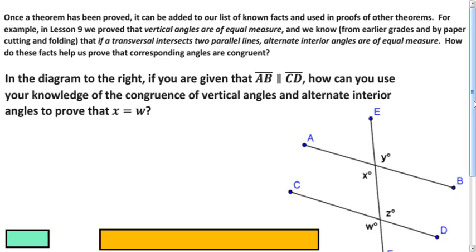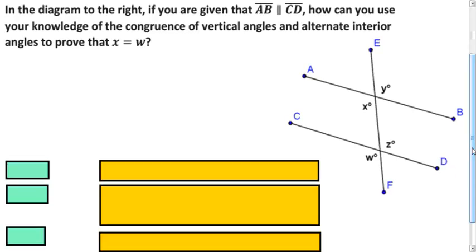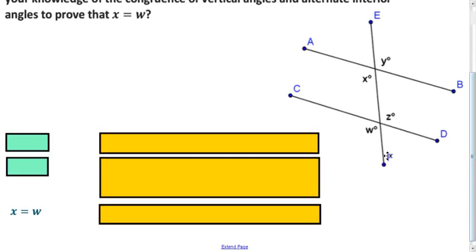The first thing we're going to prove is that corresponding angles are congruent. The only tools they're giving us right now are that vertical angles are congruent and alternate interior angles are congruent when the lines are parallel. They're telling us that these lines are parallel, and we want to end with x equals w. Notice we have degree symbols here, so we can use that short notation, just use the variables.